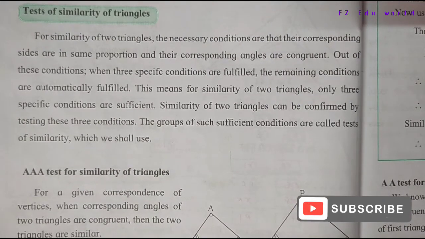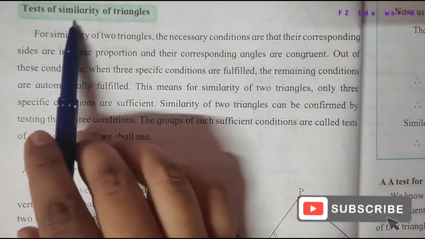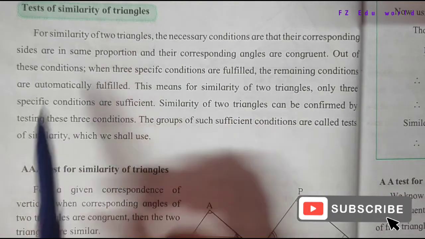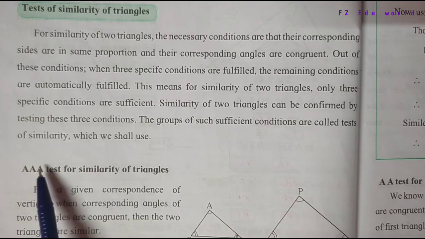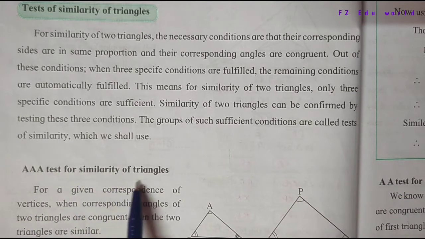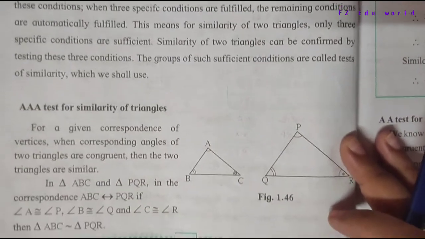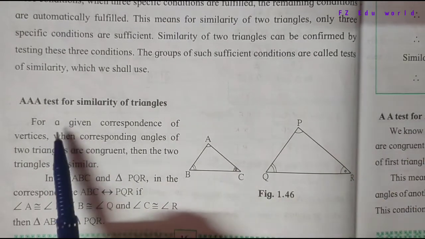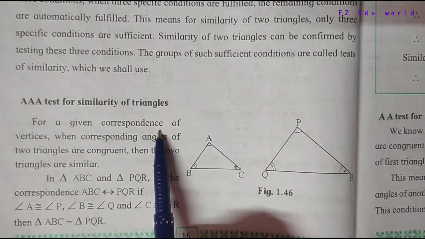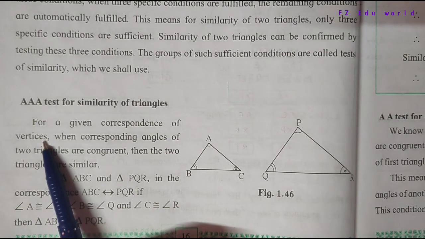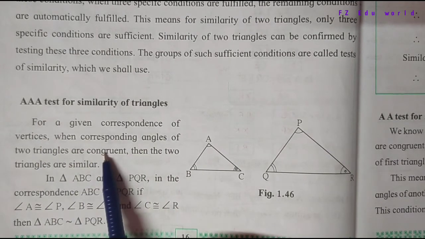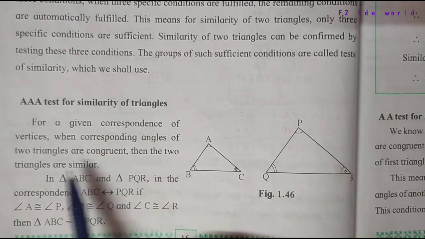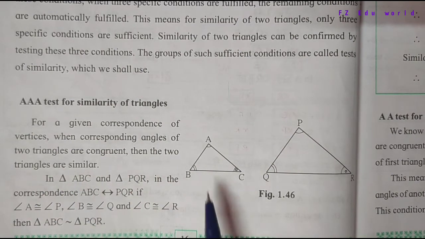Good morning everyone. Today we are going to learn tests of similarity of triangles. In this, first is a test for similarity of triangles. For a given correspondence of vertices, when corresponding angles of two triangles are congruent, then the two triangles are similar.